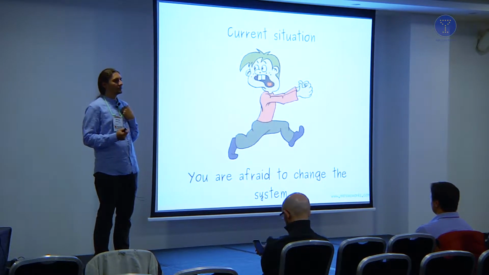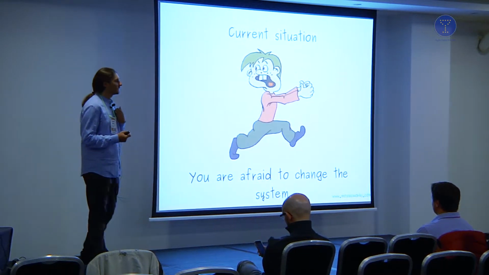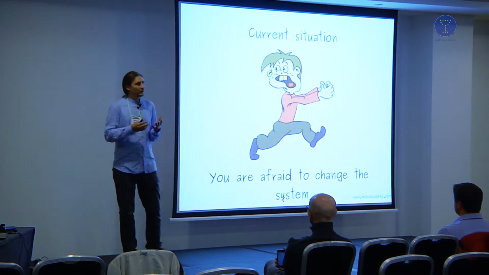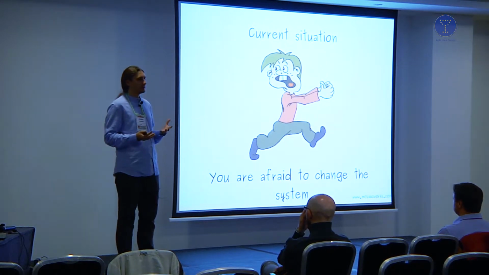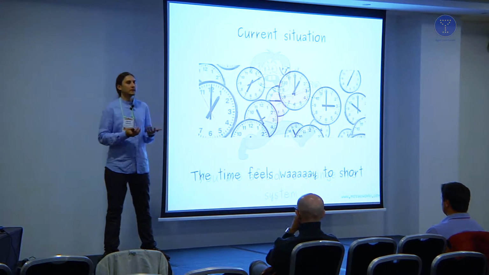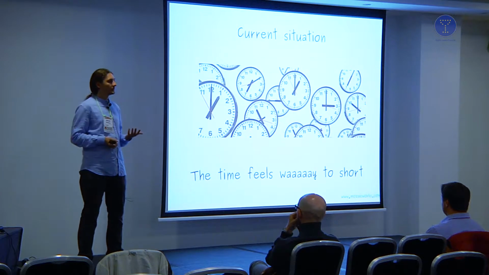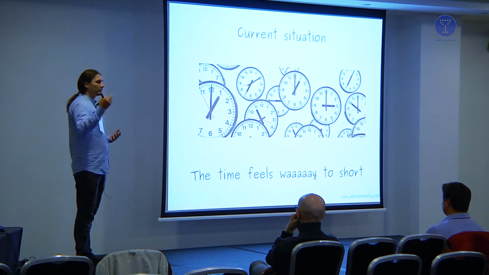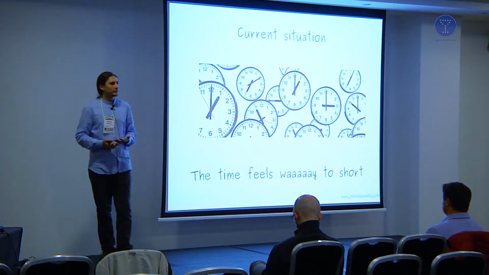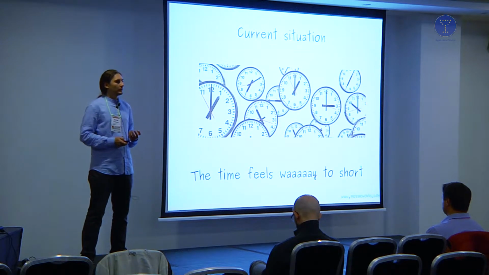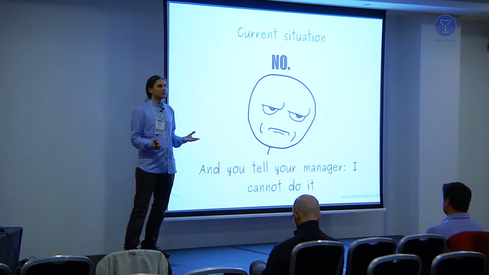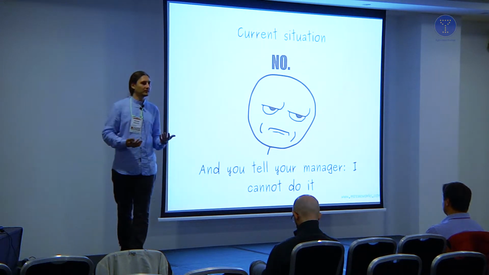So what you do is you're afraid to change it. And you look at this task with this sense of fear, and you don't really want to do it. And you look after that at the code base, and you understand that you cannot do it. And you have pressure. Pressure from the time. You make mistakes because of that. And the time feels way too short. Then you just go to your manager and say, no, I cannot do it. It's too short. It's too complicated.